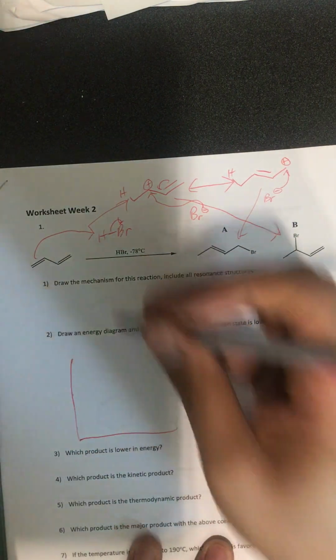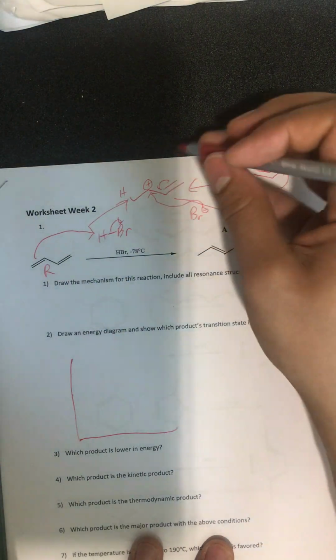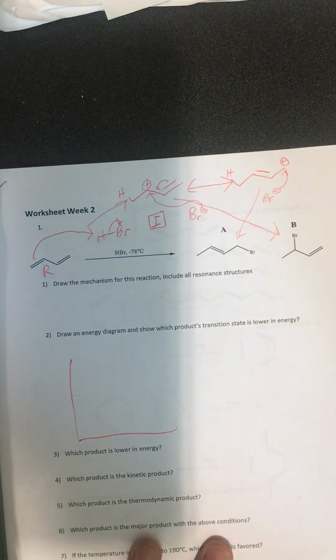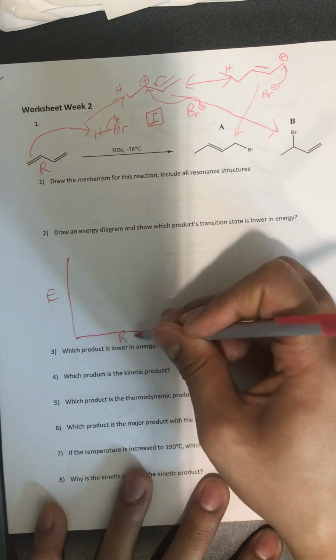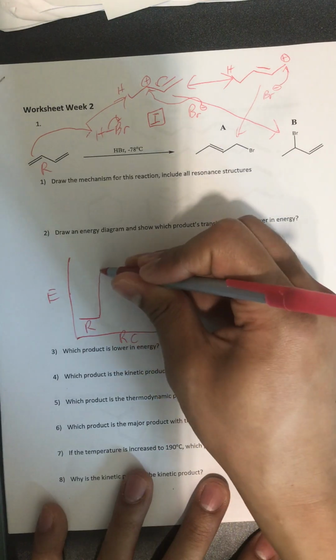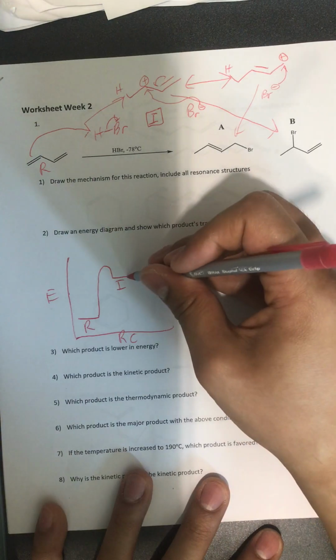Draw an energy diagram. Let's call this reactant. That's going to be A and B, and then this is going to be intermediate I. I'm going to box it so it's obviously something different. This is energy, reaction coordinate. So the standard way that we did it, at least in Orgo 1, would be you get I. Remember, both resonance structures are I.